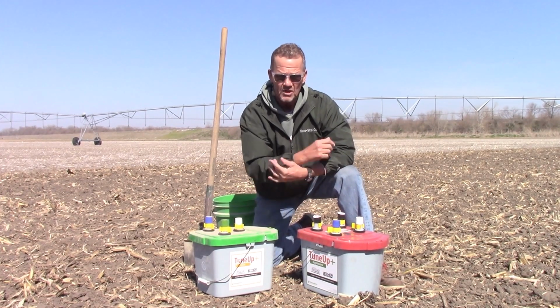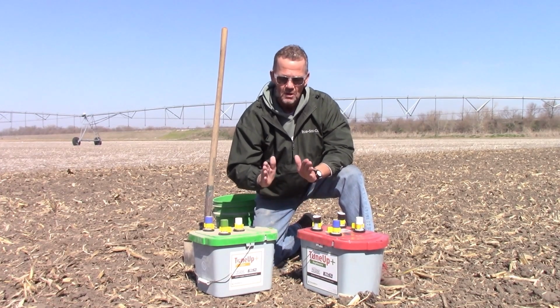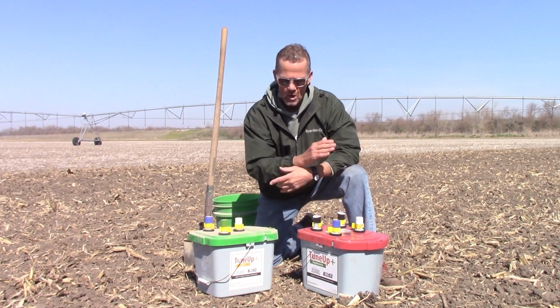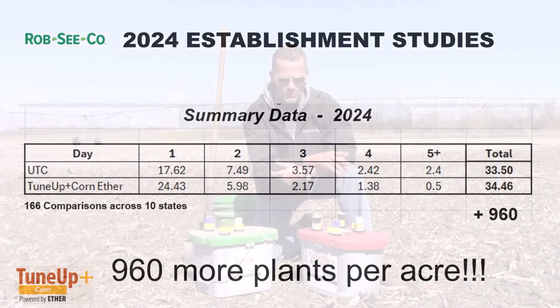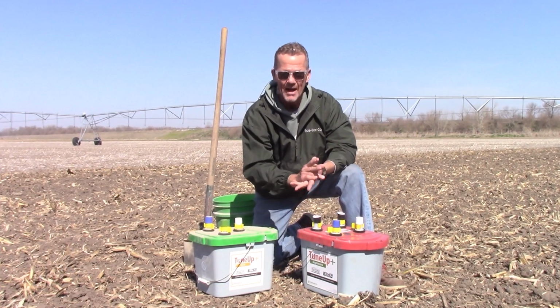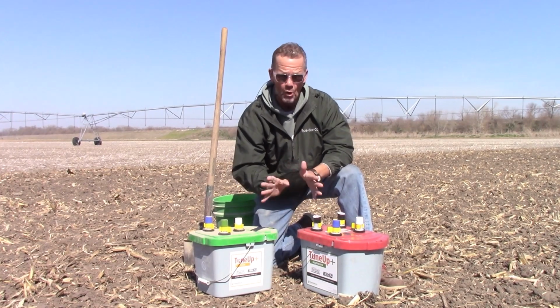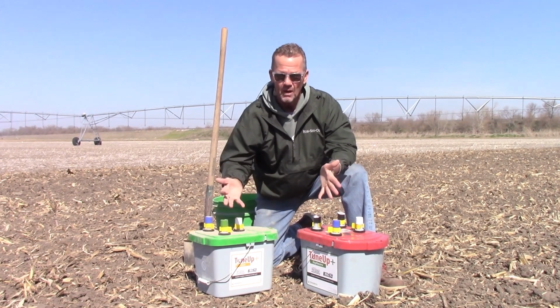Okay? So now let's think about how we can contribute to the math problem. We can get establishment. TuneUp Plus for corn in 166 comparisons in 2024, right to the row, we have 960 more plants per acre. Will those 960 more plants come to fruition and create 960 more harvestable ears? No, it won't. It can't. Simply because of the separation of the emergence pattern.